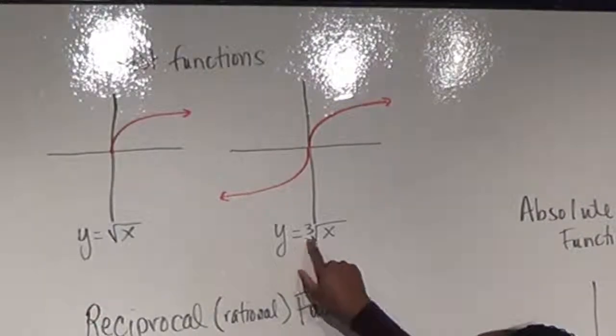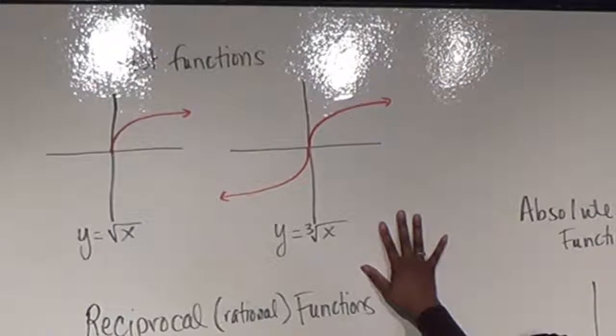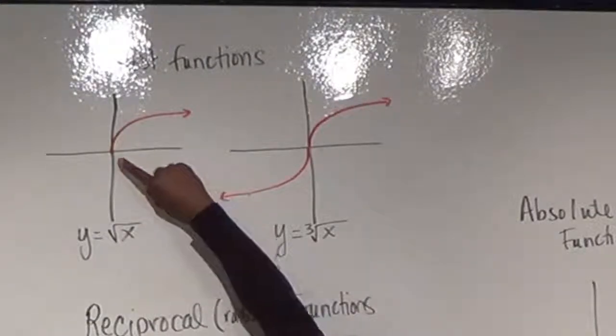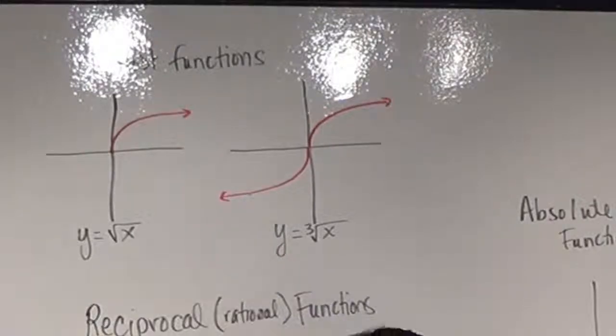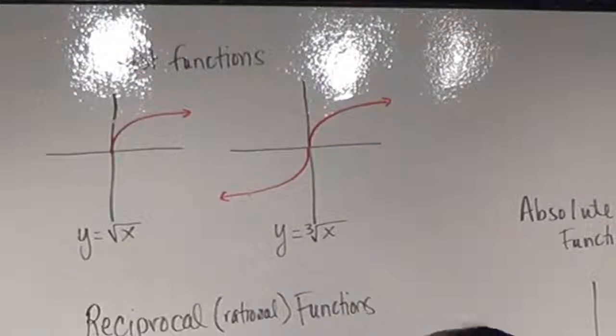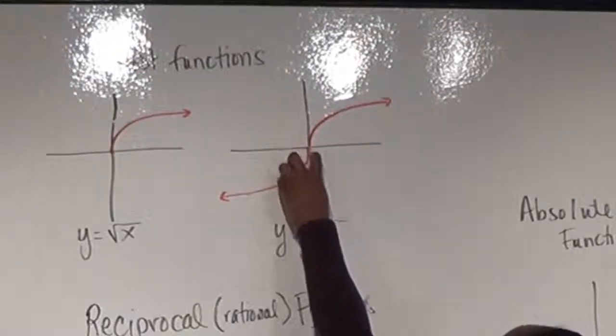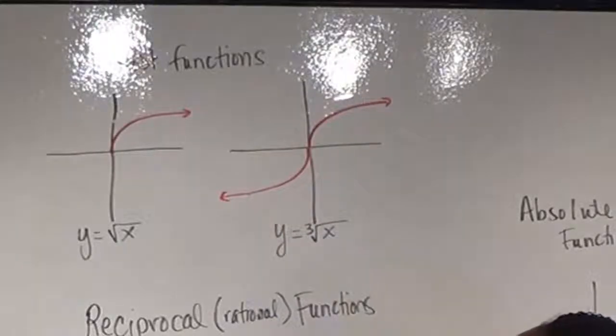And then the same thing is true here. As my root increases in power, so if I look at fourth root or fifth root, etc., then what happens is on this y-axis, it's going to get a little flatter. So my fourth root is going to come up a little more before it comes out. And same thing here with the fifth root. It's going to come down further before it comes out and up further.